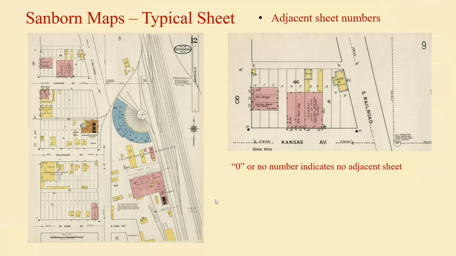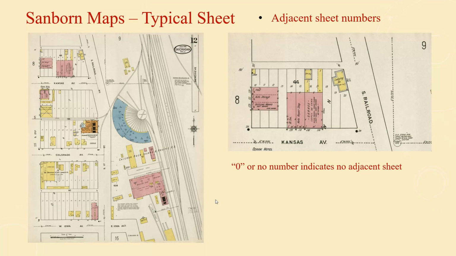Along the edges of the sheet, if you look over in the image at the left, you'll see at the top a number 9, along the left edge, number 8, number 11, on the bottom edge, number 15, the second largest number on the sheet. Those numbers refer to the number of the adjacent sheet. So if you're on this sheet and you want to know what's across the street on that next sheet, you don't have to go back to the index sheet. That'll tell you which sheet you need to go to.